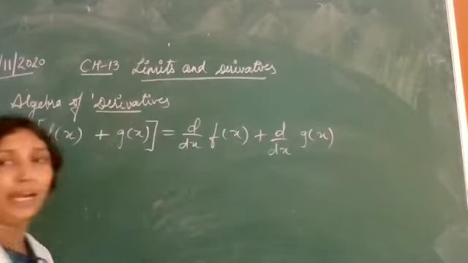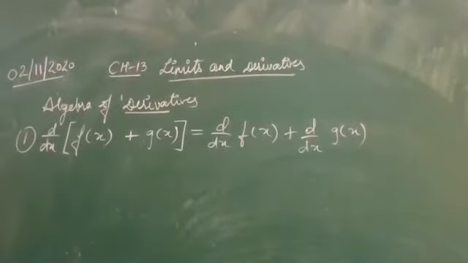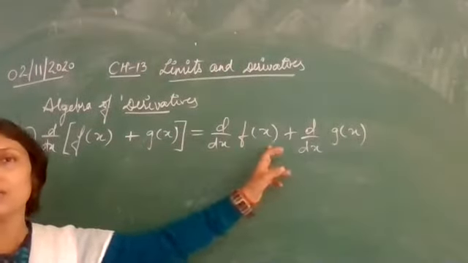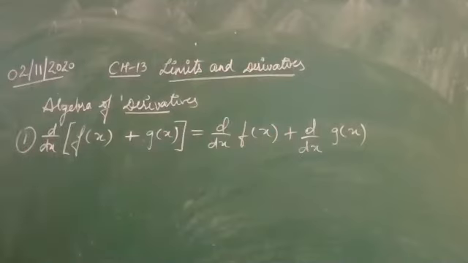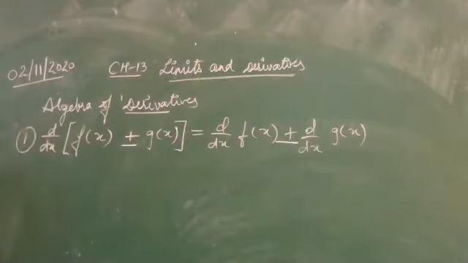That is, if we are adding two functions and taking the derivative, or we take the derivatives first and then add, it is one and the same. The result will be same. First we add, then take the derivative, or first we take the derivative and then add. The result will be same. And it will be same for difference of two functions also.